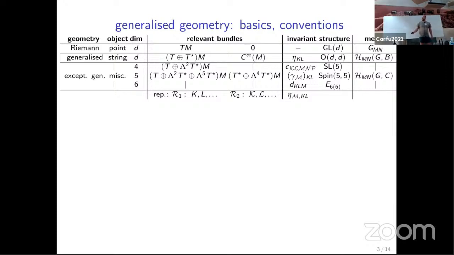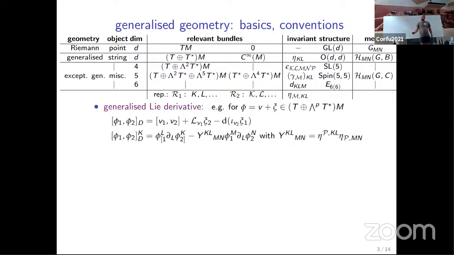Okay, and why would we do that? Because we can define a nice generalized Lie derivative on these bundles. So schematically it looks as follows. If we have a vector plus a form, instead of defining the generalized Lie derivative in the usual way, we define it as follows. The vector part is the normal Lie derivative, then we have the Lie derivative of phi on the second form, and then we have this combination.